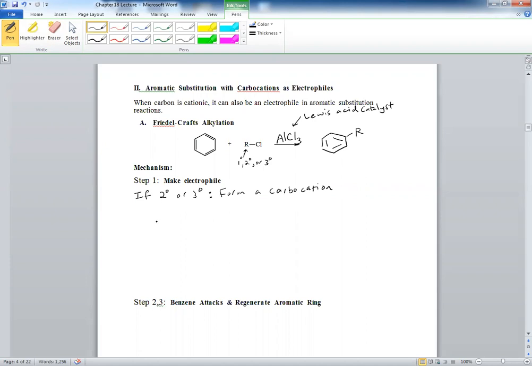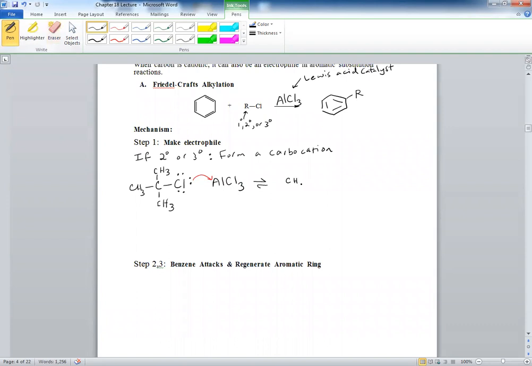So let's look at it. Suppose we have C attached to 3 methyl groups. That's a tertiary carbon. It's t-butyl chloride. So in the presence of aluminum chloride, the chlorine will attack the aluminum. It's a Lewis acid, so it has an empty shell. And then the following product would result. Let me just make this a little bigger here.